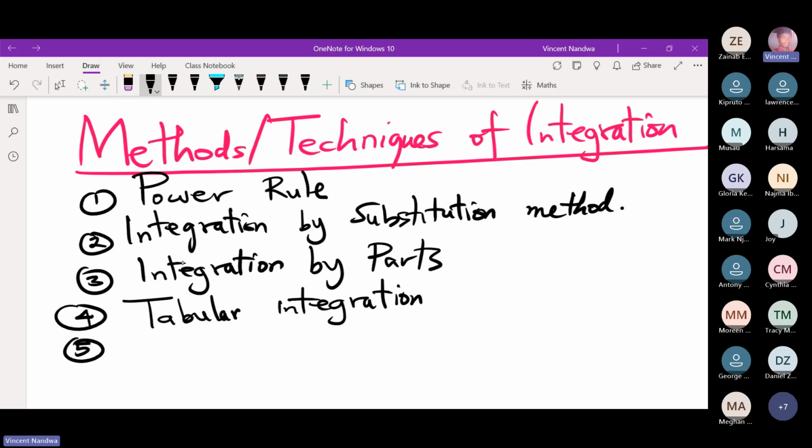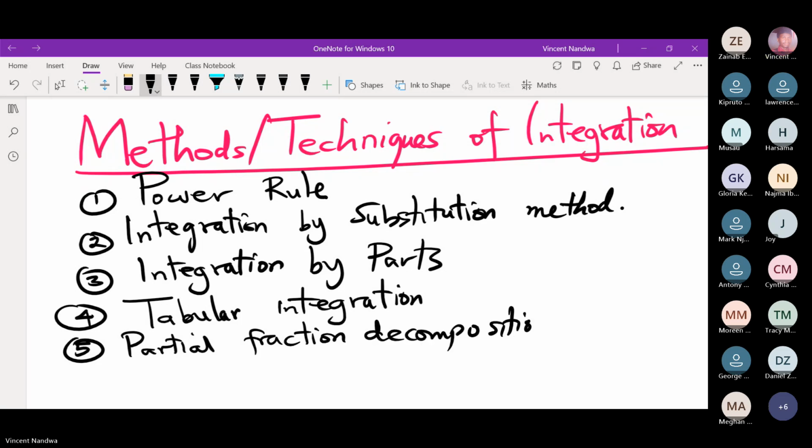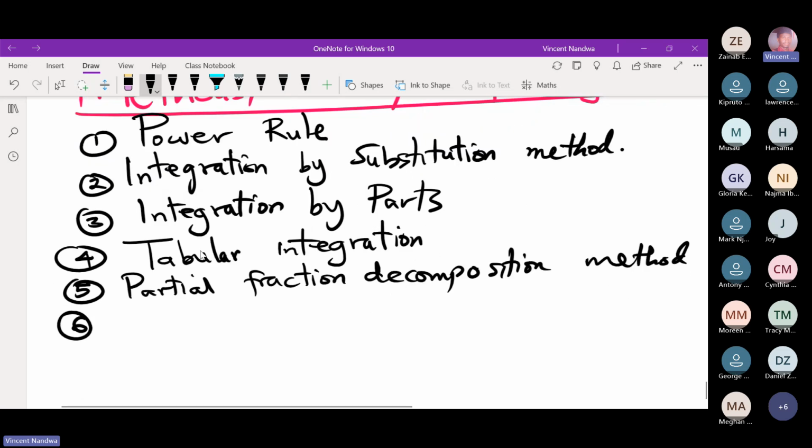Number 5 is what we call the partial fraction decomposition method. There's also what we call trigonometric substitution.